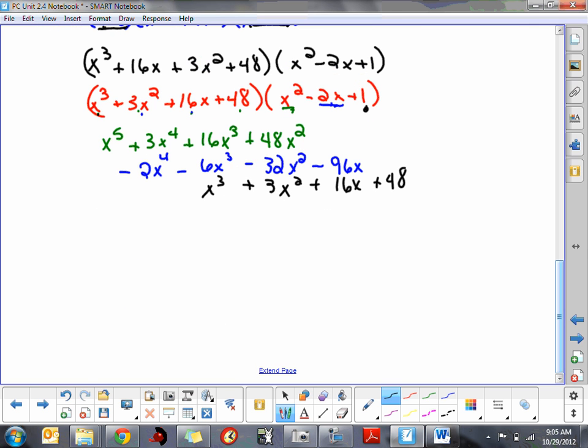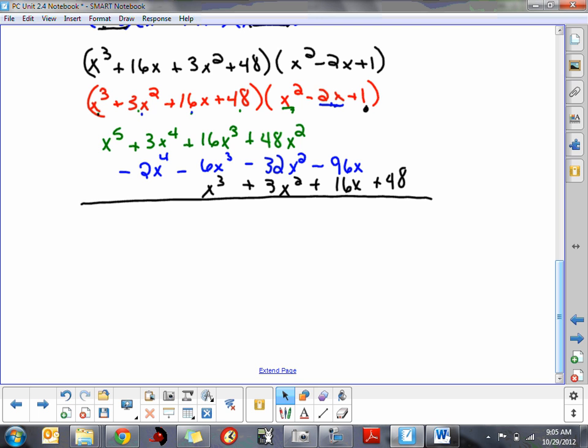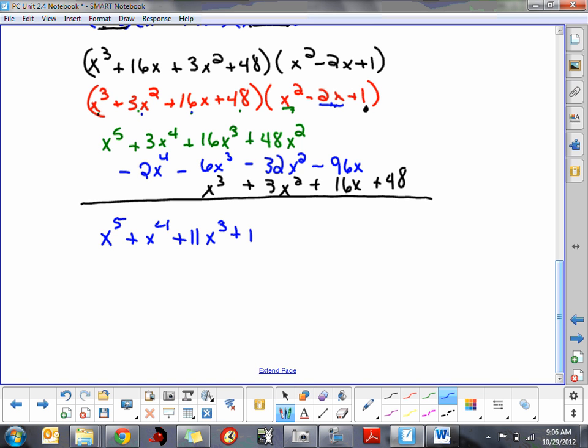Okay, so now I've organized my like terms underneath each other, so the final answer to this is going to be a polynomial that is x to the fifth. We have 3x to the fourth minus 2x to the fourth, so plus x to the fourth. We have 16x cubed minus 6x cubed, which is 10x cubed, plus another x cubed is 11x cubed. And then we want to collect these like terms. 48 minus 32 should give us 16. 16 plus 3 is 19, so it's 19x squared. And 96 minus 16 should give us a negative 80x plus 48.